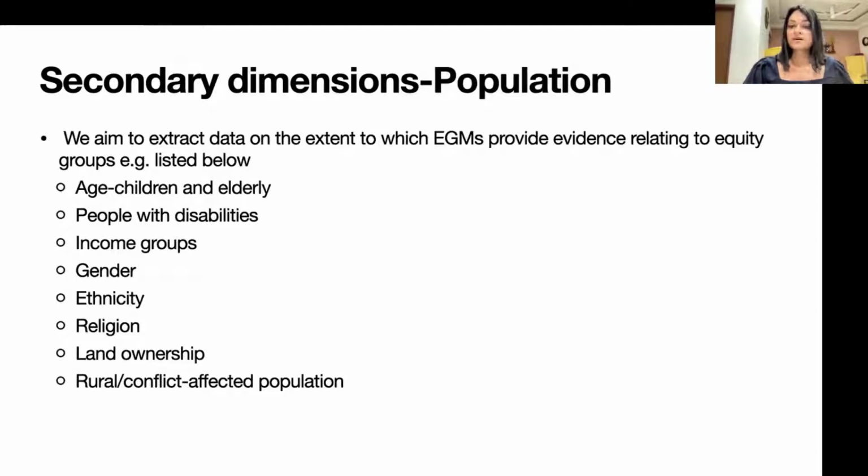Secondly, incorporating an equity component in the population category. Here we aim to extract data on the extent to which the evidence and gap map provides evidence relating to particular vulnerable groups, mainly including the PROGRESS-Plus categories. Some of the most commonly listed population subgroups in various evidence and gap maps are age, highlighting children and the elderly. Similarly, other important population subgroups include people with disabilities, income groups, gender, ethnicity, religion, and people belonging to conflict-affected populations.